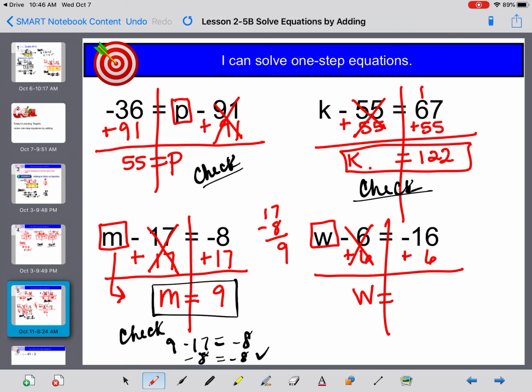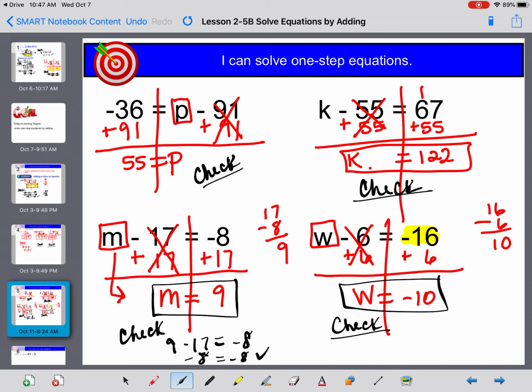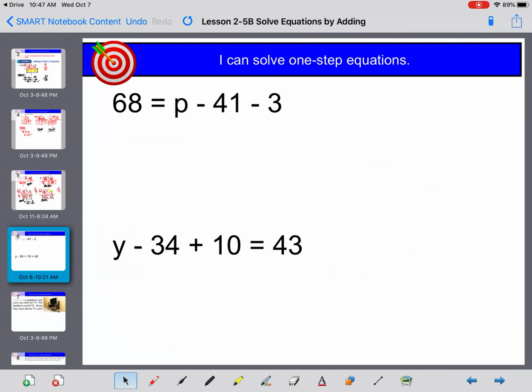Negative 16 plus 6. I'm adding two numbers that have different signs, so I have to subtract. 16 minus 6, I get 10. Then I give it the sign of the number with the bigger absolute value. In this case, 16 is the larger absolute value, so my answer would be negative. Before I'm certain that I can move on, I check my answer to be sure that negative 10 makes that true, and it does.